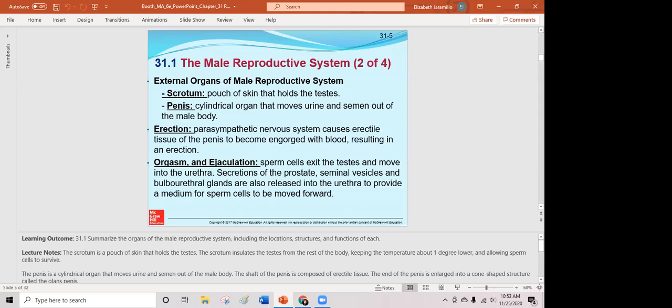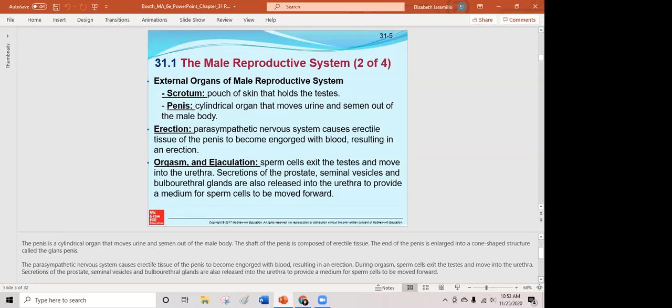So the scrotum is a pouch of skin that holds the testes. The scrotum insulates the testes from the rest of the body, keeping the temperature about 1 degree lower and allowing the sperm cells to survive. So if it gets too hot down there, then it's not a very good environment for sperm. They won't survive.